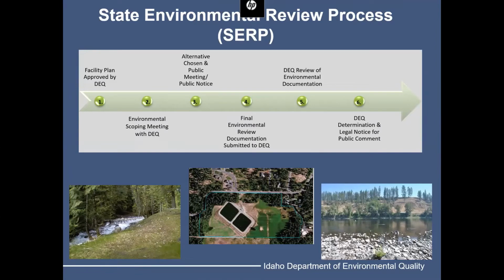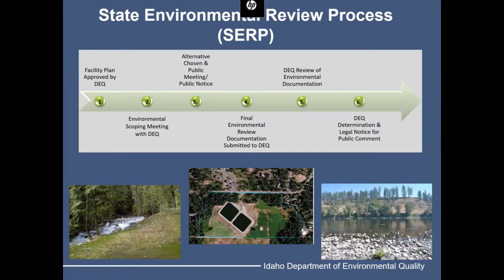So this timeline shows that once the facility plan is approved by DEQ, if they're using loan or grant funding for the facility plan, this is what happens. Then I'll reach out and have an environmental scoping meeting with the system and the engineers and then DEQ. And this is where we would also rope in Rural Development or Block Grant or Army Corps if you've got other funding, so we're all on the same page for an environmental review.